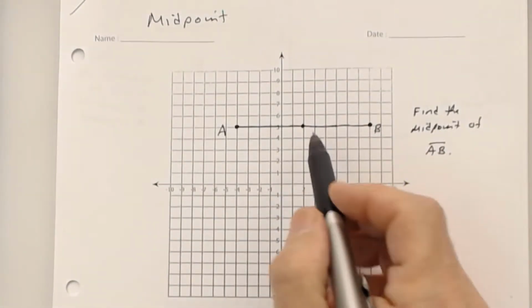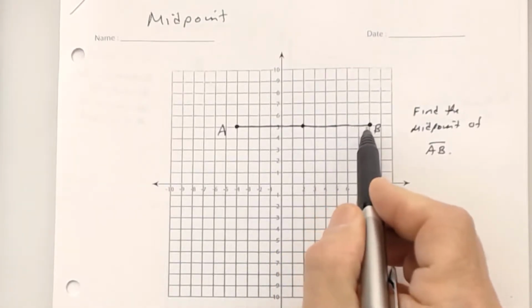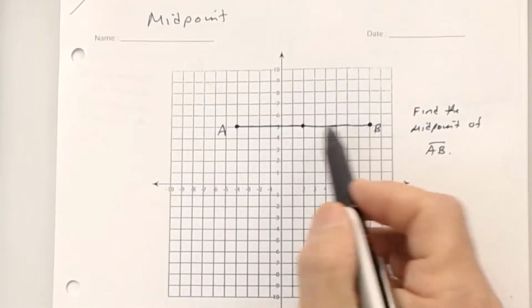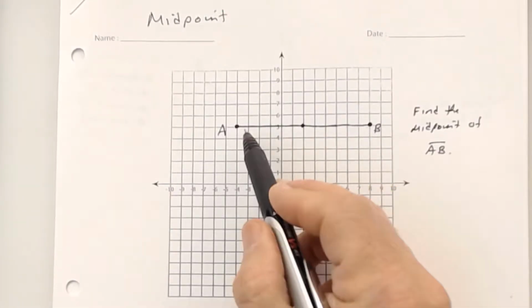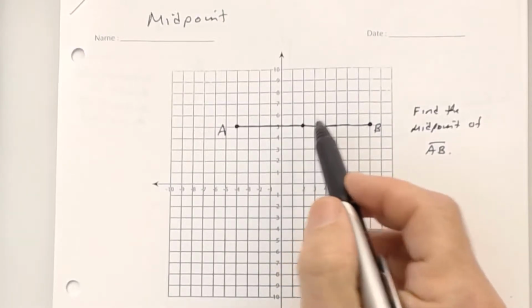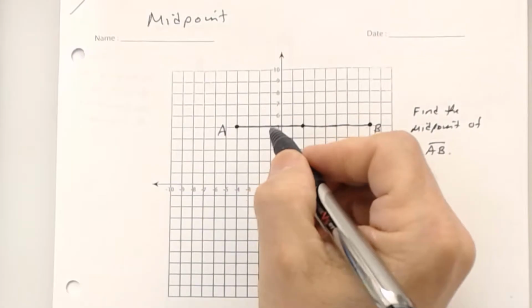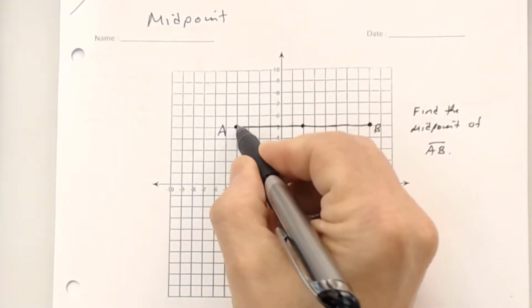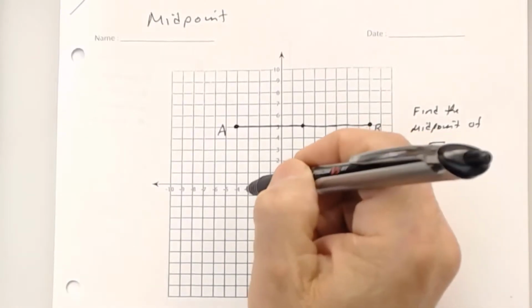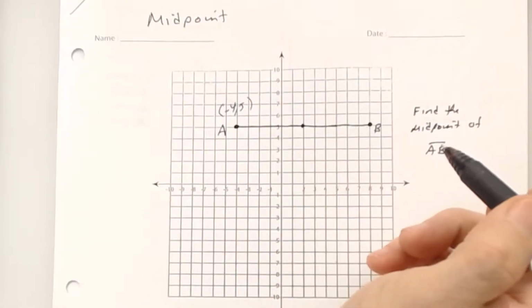So if I count the distances, 1, 2, 3, 4, 5, 6, that's 6. The endpoint here is 6 units to the right, and this should be 6 to the left as well, right? Okay, so I agree that is the midpoint. Let's talk about this in a different way, though. What are the coordinates of this point right here, the coordinates of A? It's negative 4 and 5. So I'm putting negative 4, 5 here.